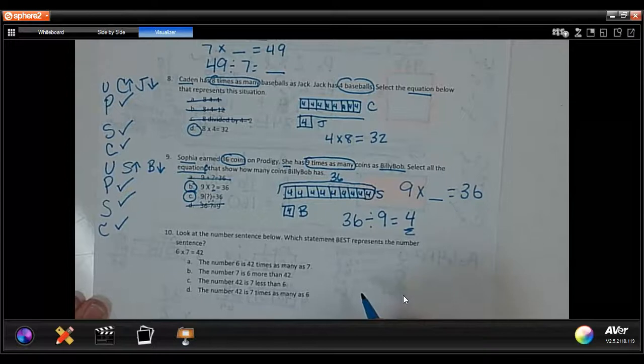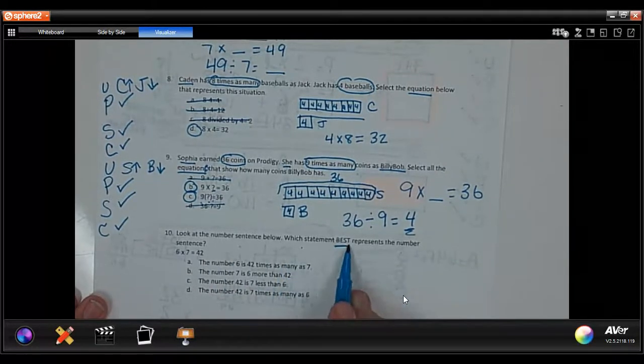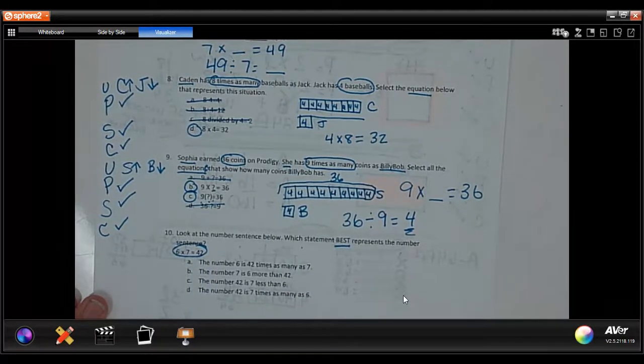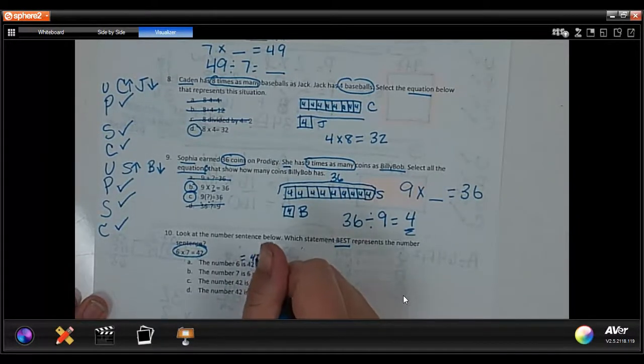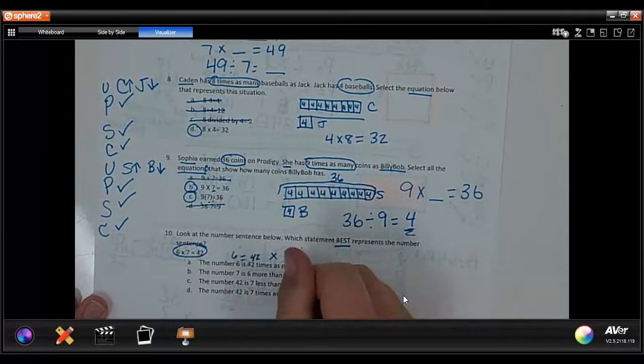The last one for this standard says, look at the number sentence below. Which statement best represents the number sentence? So here's my number sentence. 6 times 7 equals 42. I'm going to go through all of mine to make sure I pick the correct one. The number 6 is 42 times as many as 7.